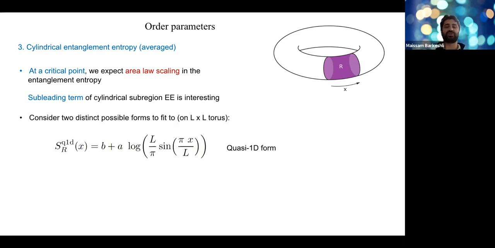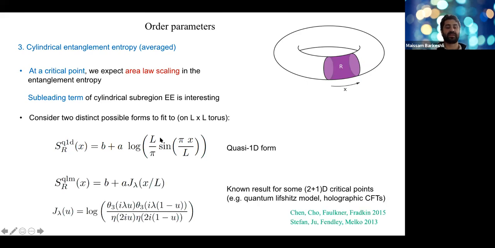So it turns out there's 2 distinct forms that show up depending on where we are in the phase diagram. One form that shows up looks like this. It's basically like quasi 1D. So it's some constant plus a logarithmic piece over here.